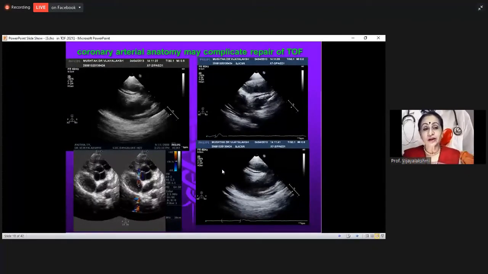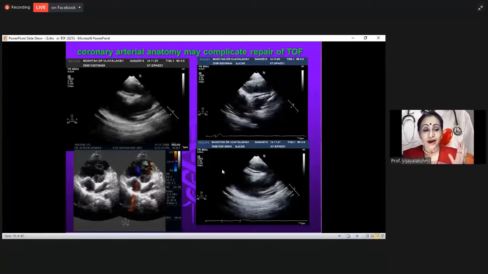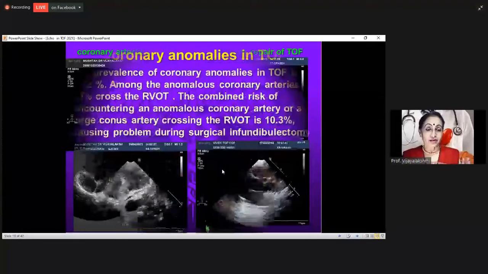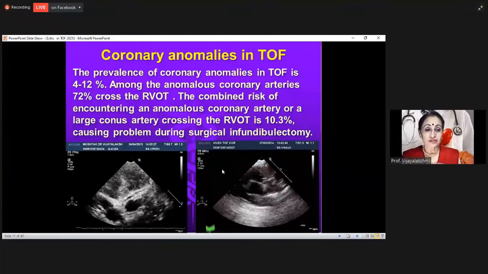Then coronary arterial anatomy may complicate the repair for the surgeon, and as a result, in the short axis, we have to meticulously study the coronary arteries. The prevalence of coronary anomalies in tetralogy of Fallot is anywhere between 4 to 12%. Among the anomalous coronary arteries, 72% cross the RVOT. The combined risk of encountering an anomalous coronary artery or a large conus artery crossing the RVOT is around 10%. This causes problems during surgery, especially when they are doing the infundibulectomy, as they can cut the artery.